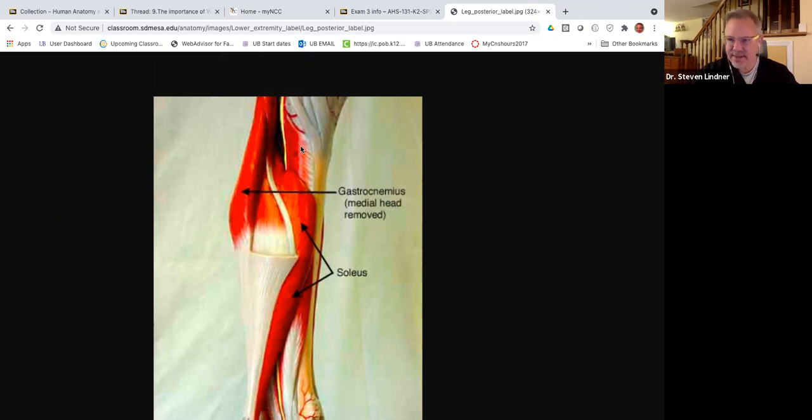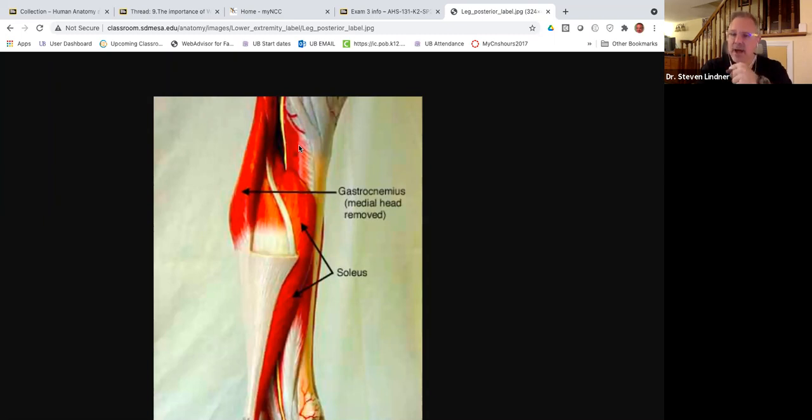Why is it the key that unlocks the knee? It's the key that unlocks the knee because in order to initiate knee flexion, the knee has to first unlock.